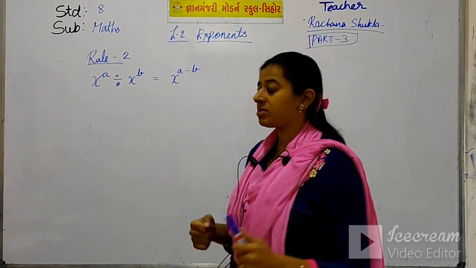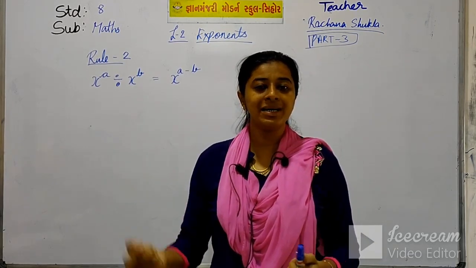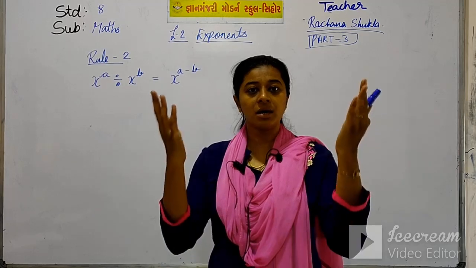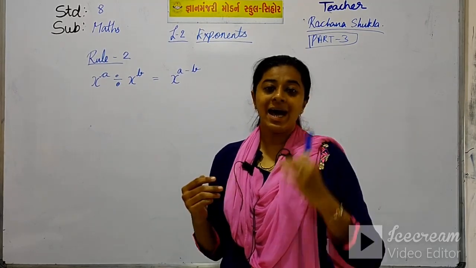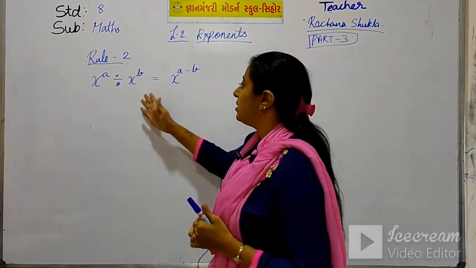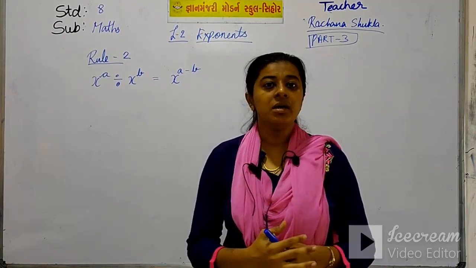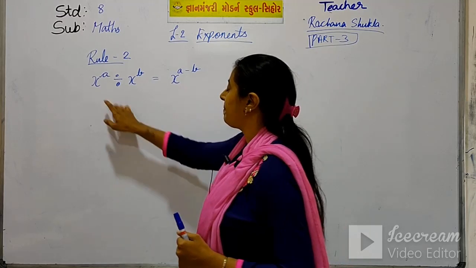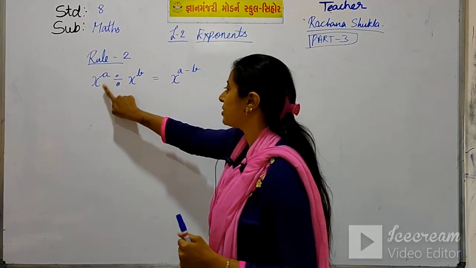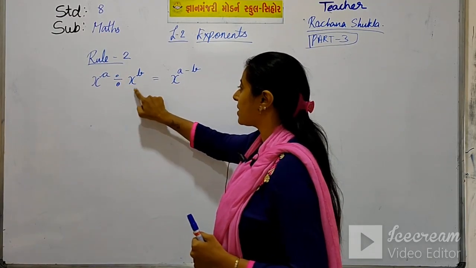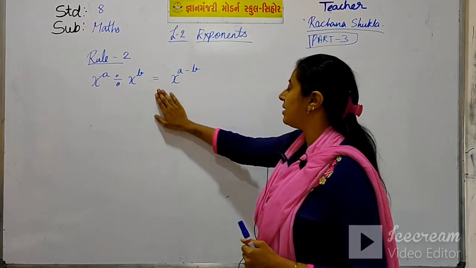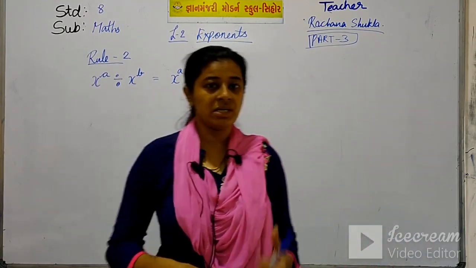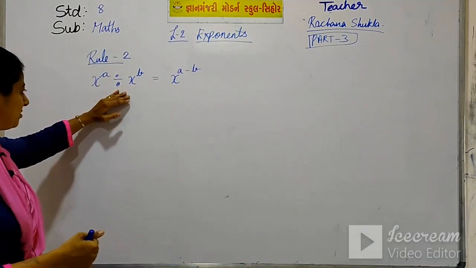The first law was the law or the rule of multiplication: if we have the same base, the powers can be added. Today we will study some more rules of exponents. The second rule is rule number 2, x to the power a divided by x to the power b will give x to the power a minus b, which means this is the rule of division.